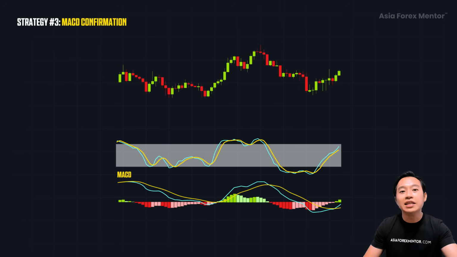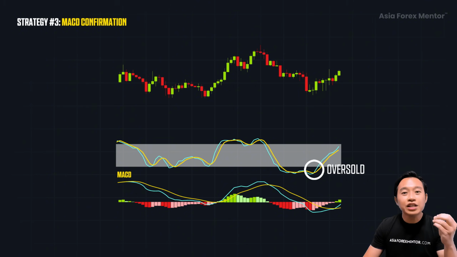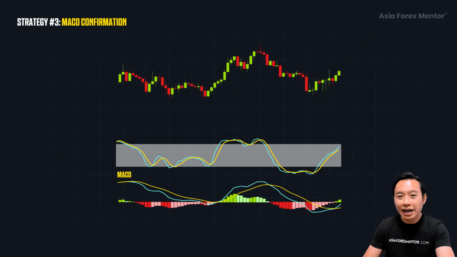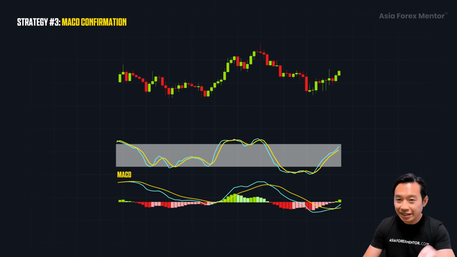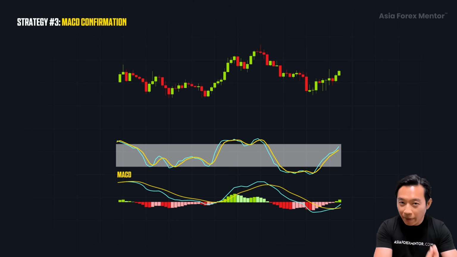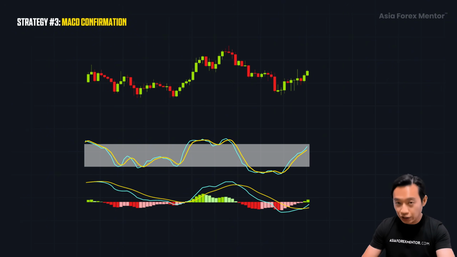When the stochastic dips into the oversold zone, it shows that what? The pullback is cooling off. Then what? We watch the MACD closely. When the MACD line crosses above its signal line, this is your green light. That crossover is your MACD confirmation. It proves that the momentum is now shifting into your favor. So everything now points in the same direction, momentum and confirmation. This is your entry.